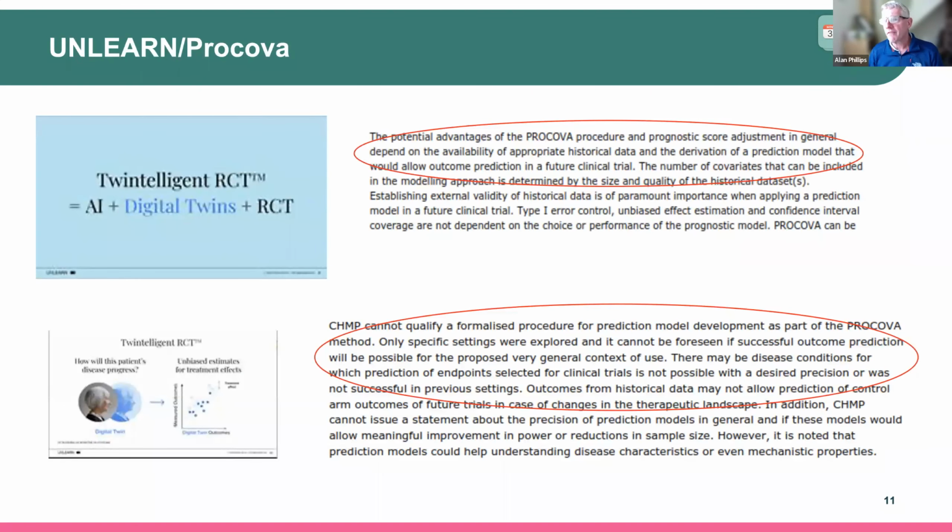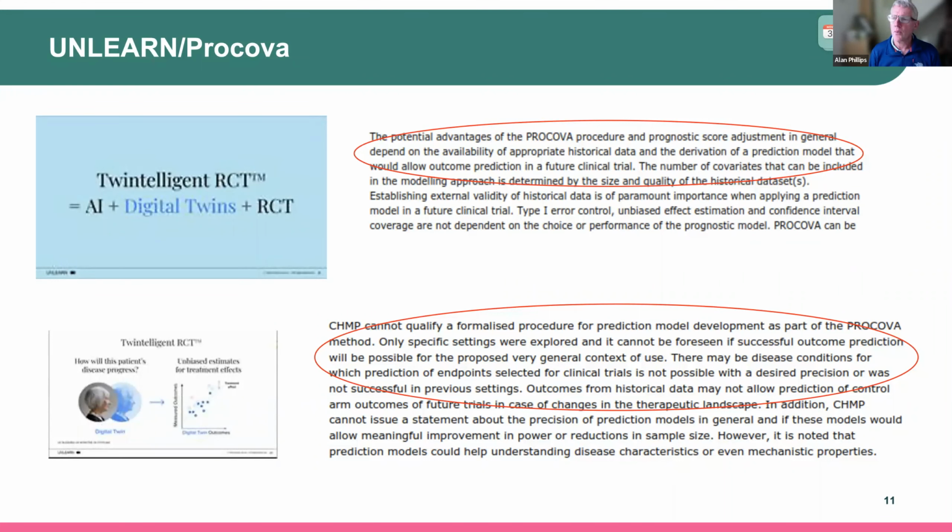Right, I've given you the bad news. So where are companies trying to use them? Where might you use them? One company that I'm aware of is called Unlearn. Now, I have no vested interest in Unlearn. I just came across this, and I like the notion of the twintelligent concept that they're promoting.